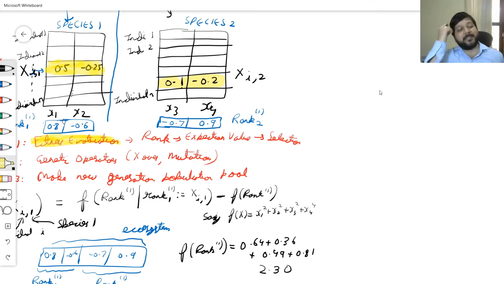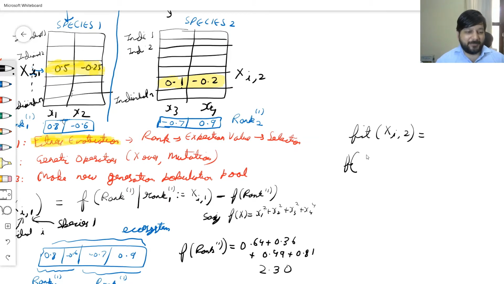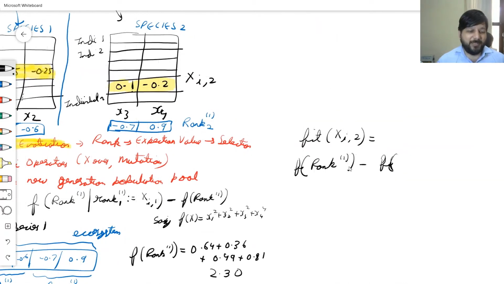So I need to calculate the fitness function value of this individual. So I need to say what is the fitness function value of this individual. So let's take the rank 1 solution. So it's the fitness of the rank 1 solution minus the fitness function value, the ecosystem fitness function value of the rank 1 solution after substitution. So in that I'll substitute rank 1 for the species 2 with xi2.